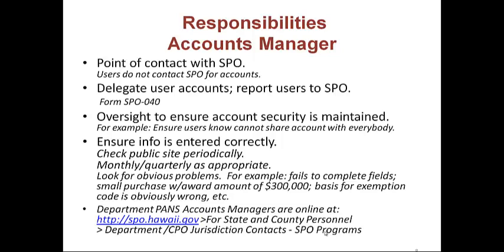They'll be looking for obvious problems. For example, if someone fails to complete the correct fields, or they see that something is a small purchase award and then it's over the small purchase limit amount, like for instance $300,000, or if the basis for exemption code is obviously wrong. Departmental PANs account managers are online on the SPO website in the For State and County Personnel section. Click on the tile Department or CPO Jurisdiction Contacts.